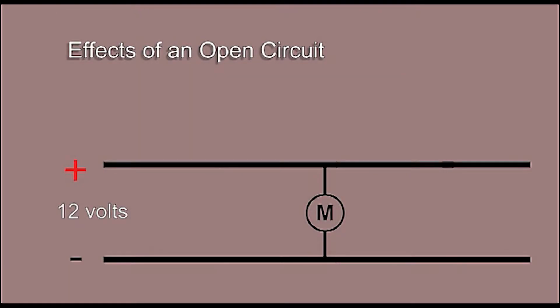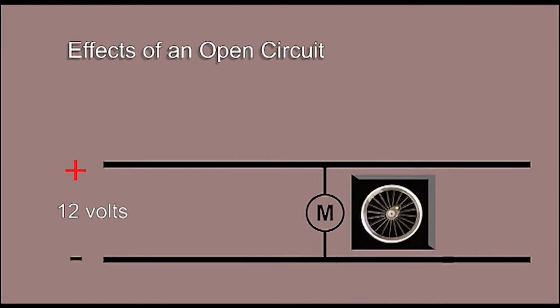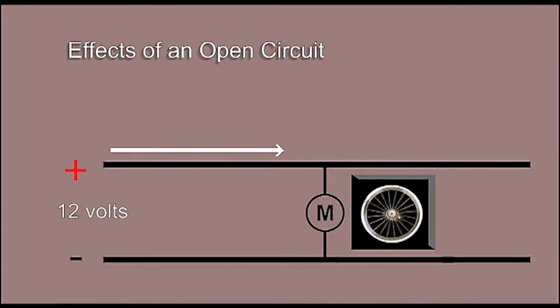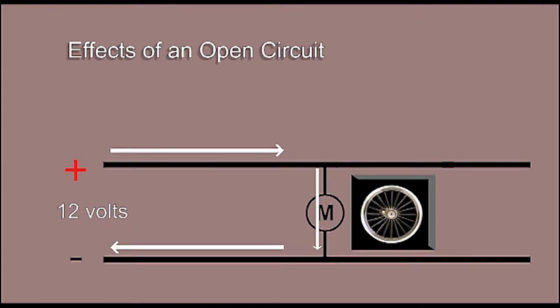There are two types of fault that you're likely to get with electrical circuits: an open circuit or a short circuit, and the two are very different. Let's take a look at this. We've applied 12 volts to the track. We've put a locomotive on the track. The motor in the locomotive is turning because it's drawing current from the supply. The current is passing along one track, through the motor, and back to the power supply through the other track.